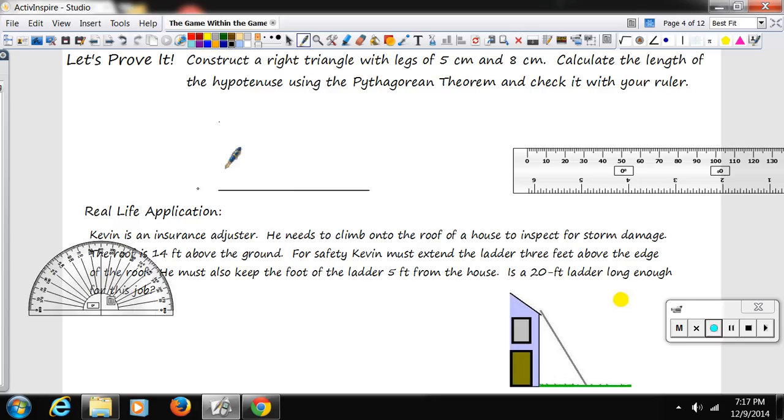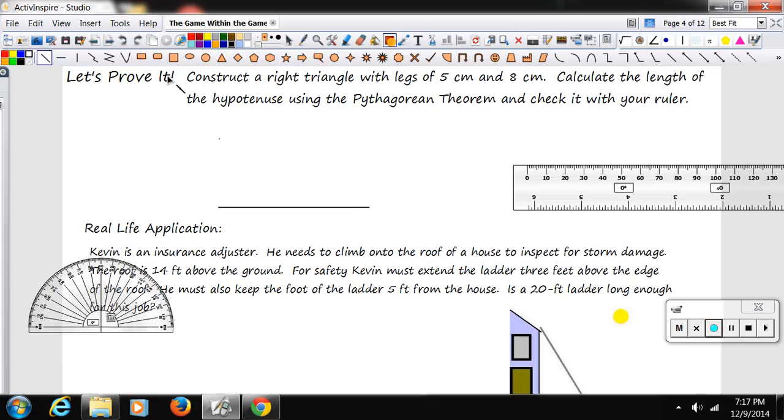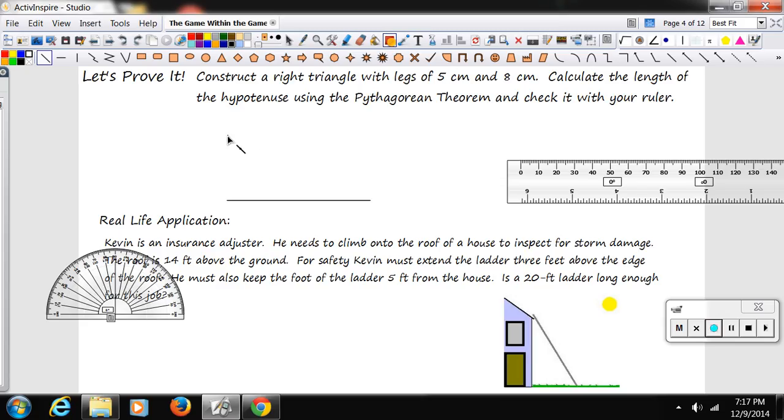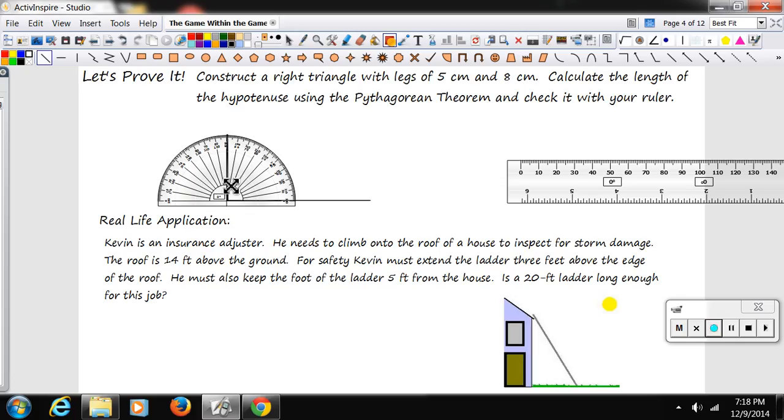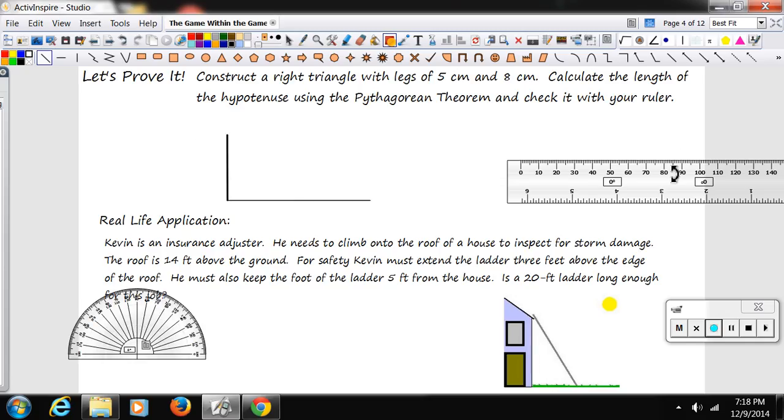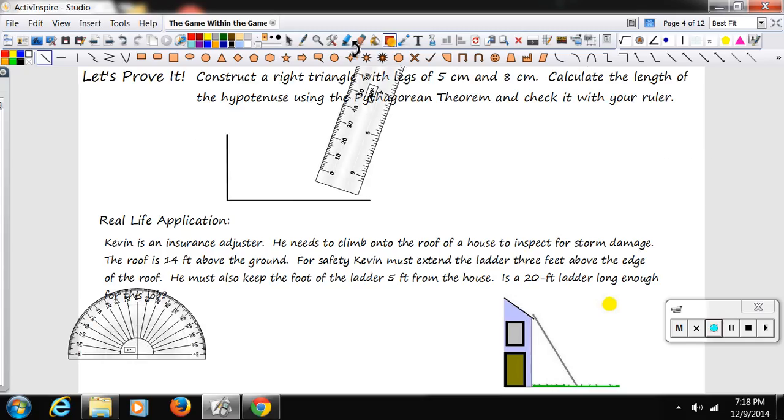So now I can connect this dot with this endpoint, and that will make my 90-degree angle. I can double check it and make sure I have 90. So you can see it's going through 0 here and it's going through 90 here. Now your next step is to take your ruler and measure it to 5 centimeters.